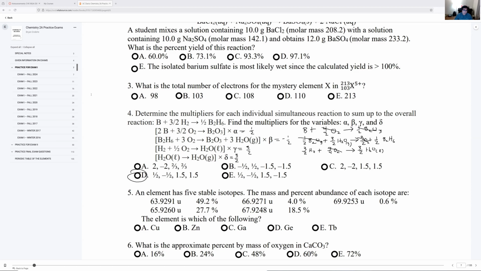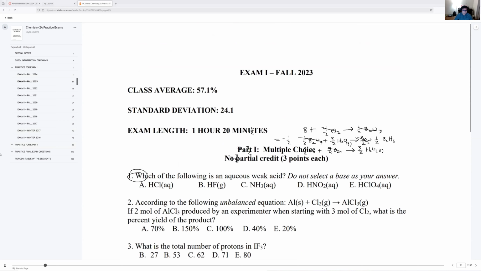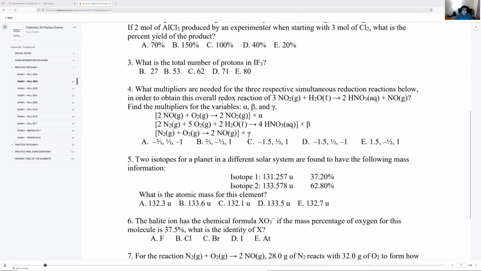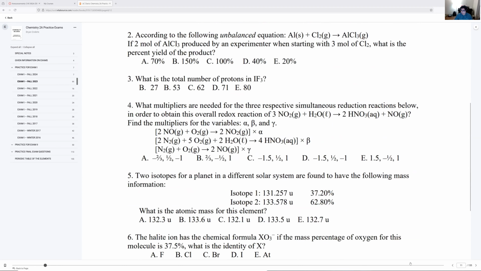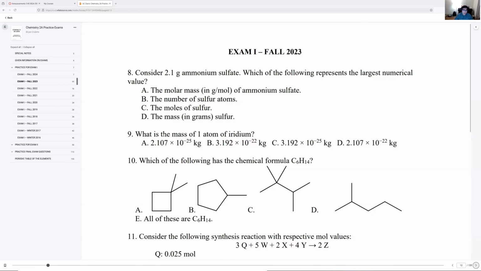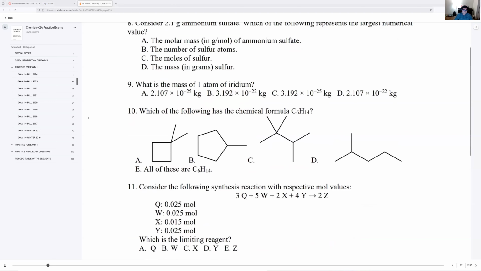So I did that one. Next is question 10 on 2023. Question 10 says, which of the following has the chemical formula C6H14? So this one, easiest way to do it, first count the carbons. You know that the ends and the vertices all are carbons. So this one has six, so that one's fine so far. This one has six, so B is fine.